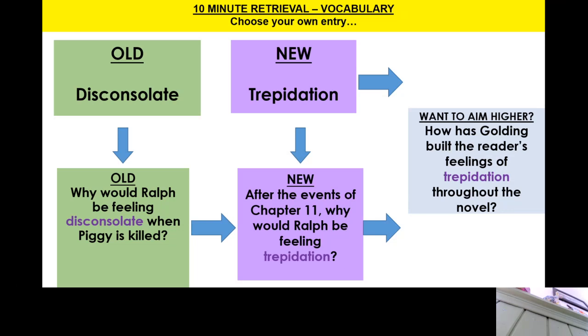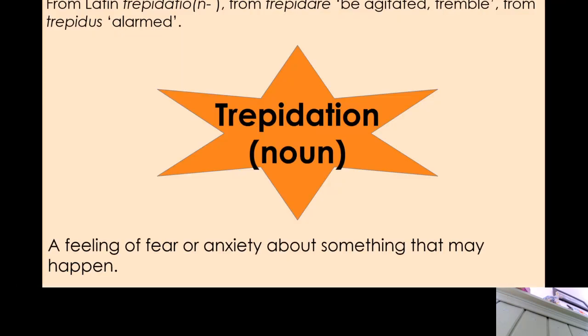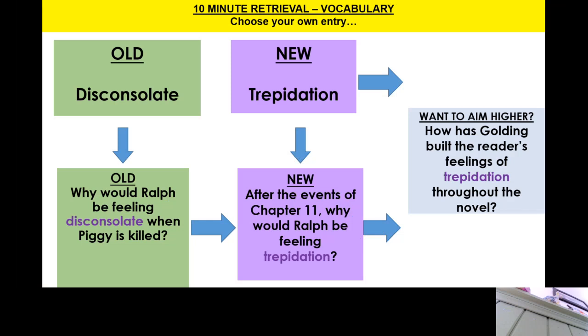Now, our new word is trepidation. So if you feel trepidation, it's a feeling of fear or anxiety about something that might happen. So you can just write down that definition quickly: feeling fear or anxiety about something that might happen. So after the events of chapter 11, why would Ralph be feeling trepidation? So think about what happened in chapter 11. Why would Ralph be feeling trepidation?